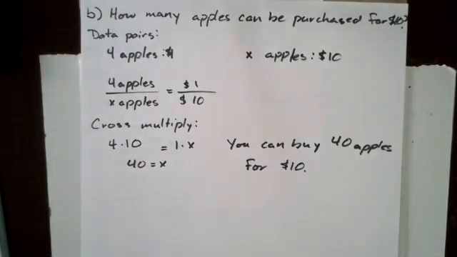How many apples can be purchased for $10? Again, we have two data pairs. 4 apples is to $1, as x apples is to $10. 4 apples over x apples equals $1 over $10. We cross multiply. 4 times 10 equals 1 times x, so 40 equals x. You can buy 40 apples for $10.